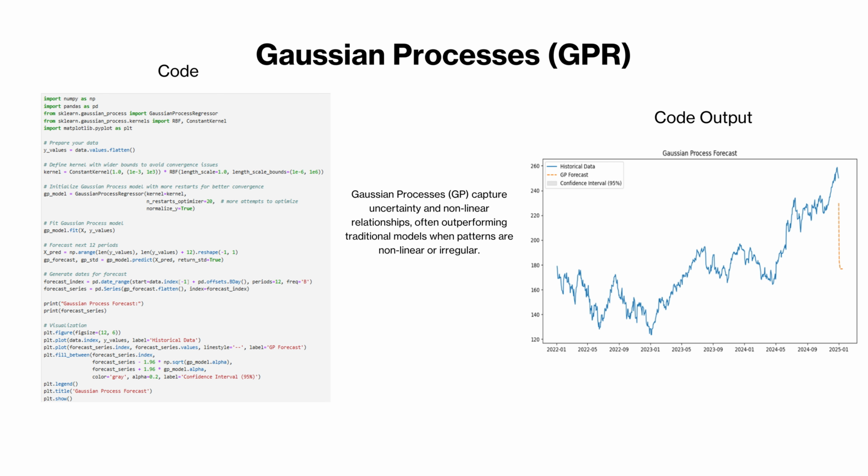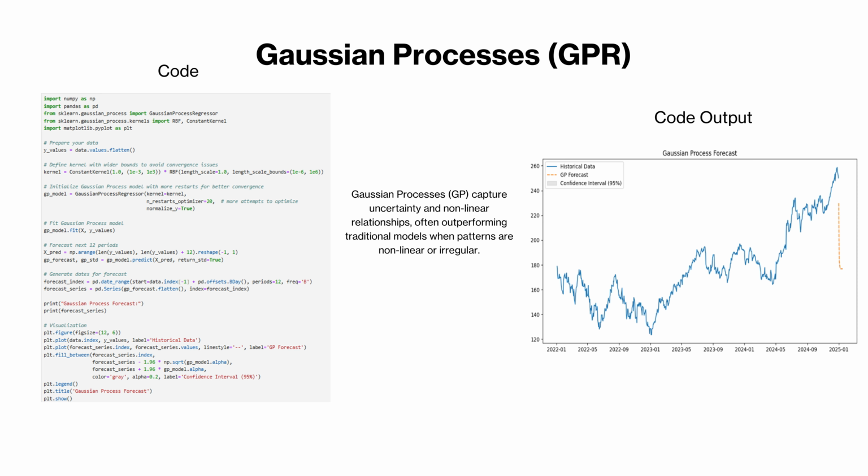Gaussian processes offer a fully probabilistic approach to time series forecasting, learning both the shape of complex nonlinear trends and the uncertainty around them. In the code example, we first reshape our historical price series into a simple one-dimensional input, time steps, and output, prices format. A composite kernel, combining a constant term and an RBF kernel with wide bounds, lets the model flexibly fit both broad levels and local variations without getting stuck during optimization.